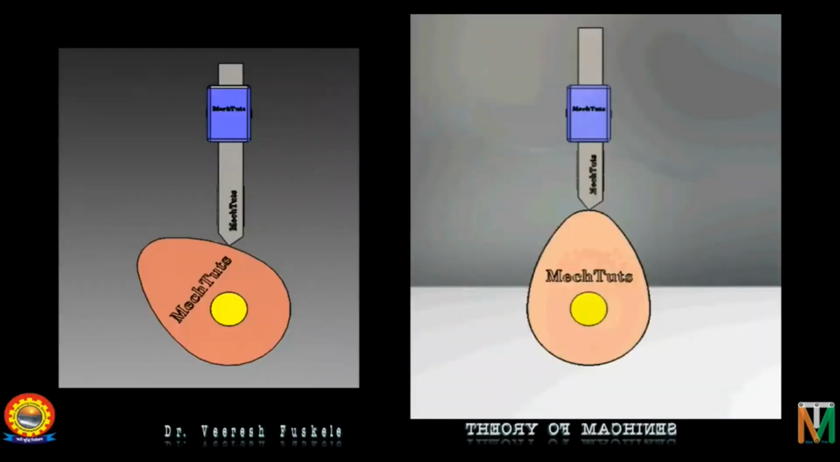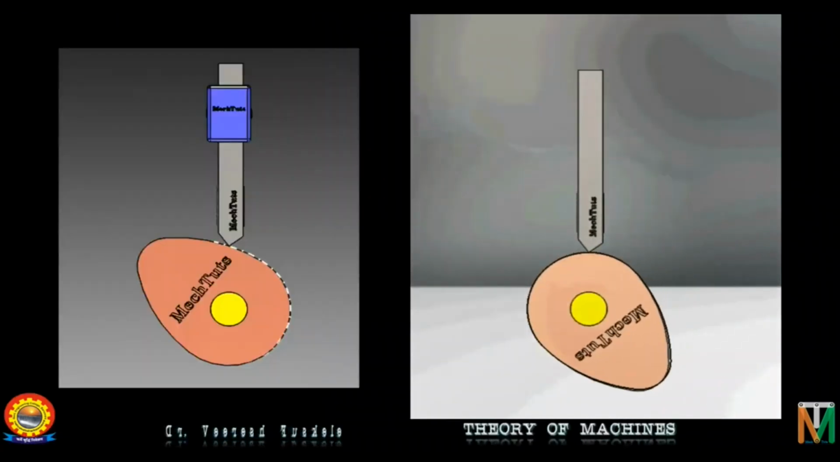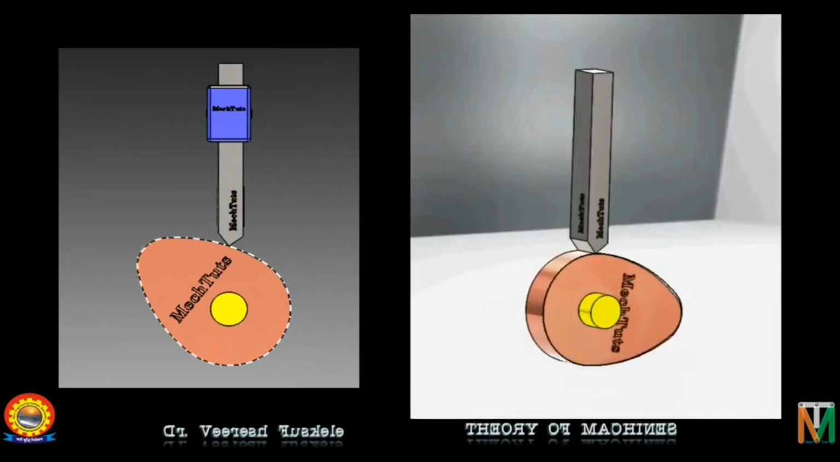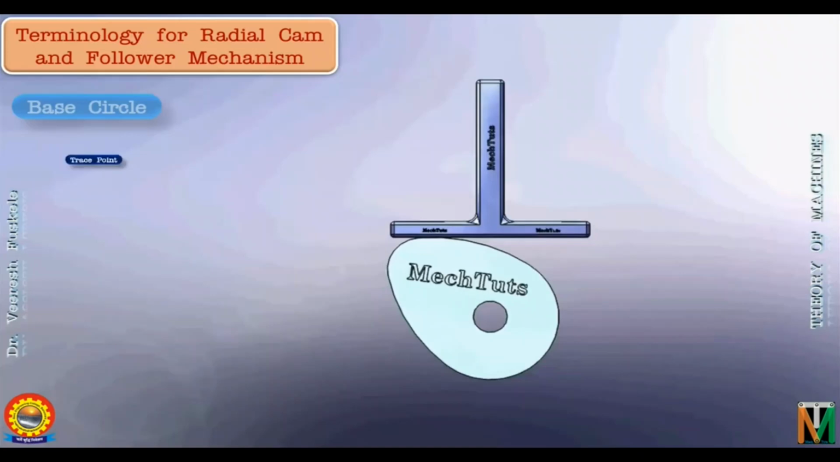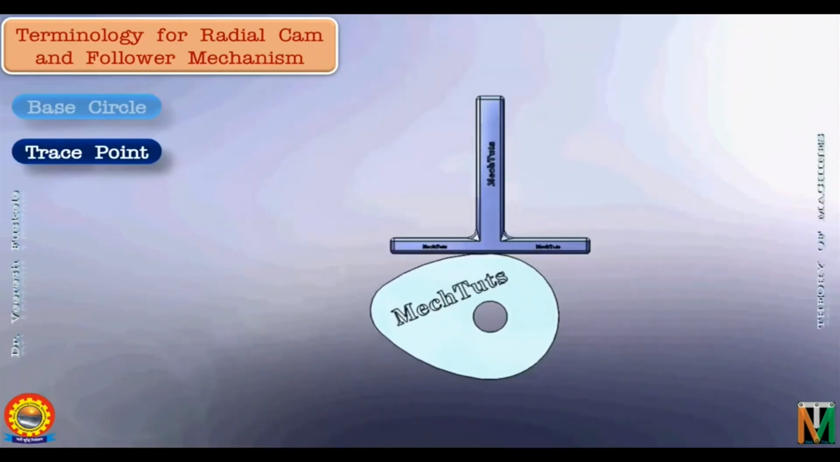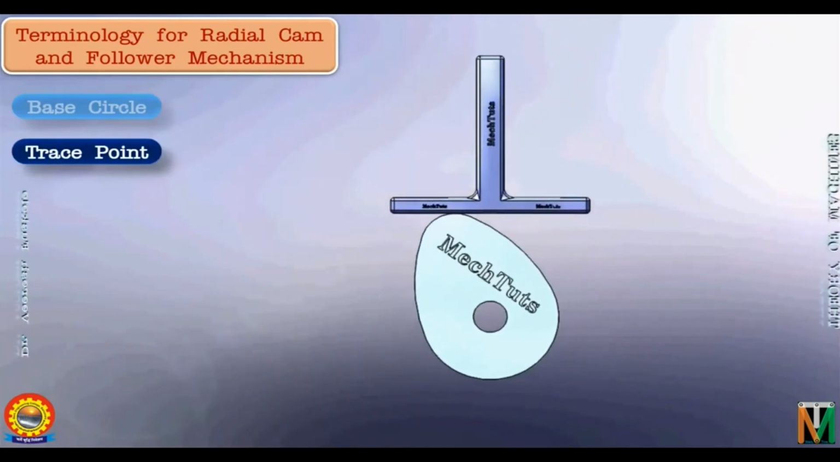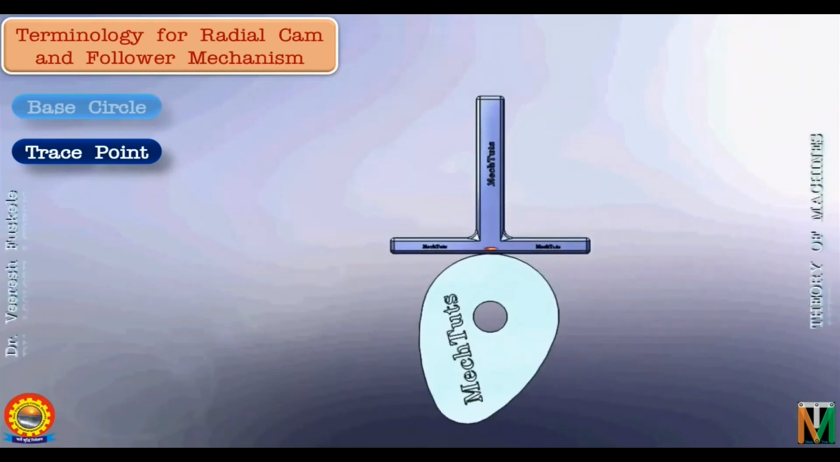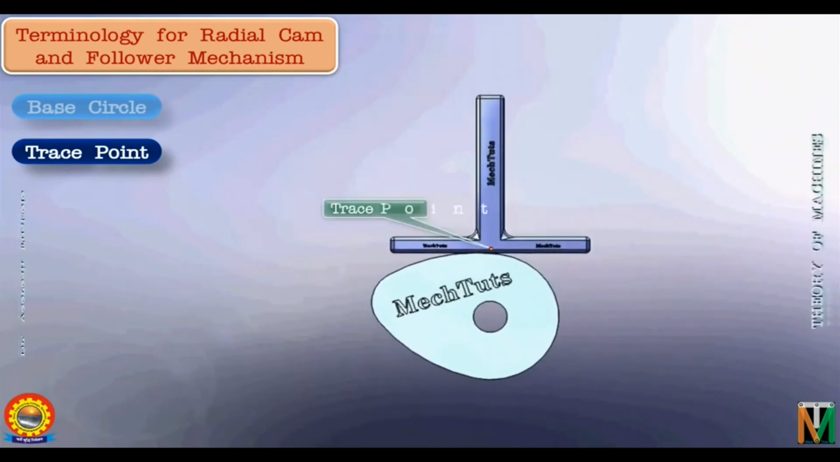For a knife edge follower, it is the point of contact of the cam and the knife edge follower, that is, the tip of the knife edge follower. And for the flat face follower, it will be taken as the point on the face of the follower when it is nearest to the axis of cam rotation. So this is the trace point.